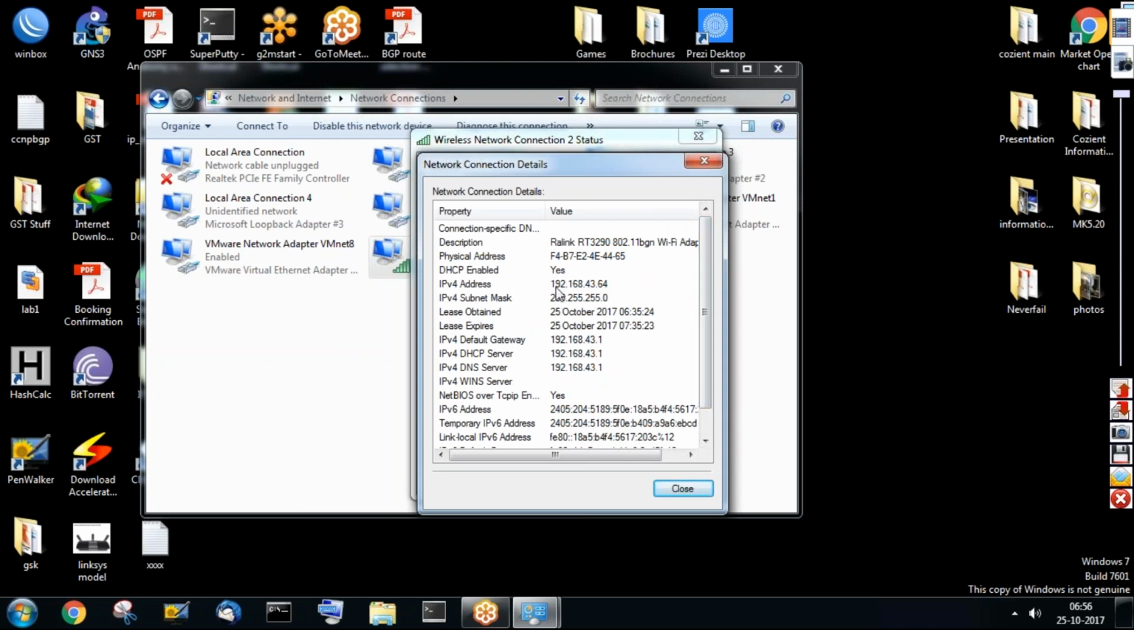Now see, what is my IP address here? It's showing 192.168.43.64. Yes. All right. And what is the next bit of information here? Subnet mask. And what is my subnet mask? It's 255.255.255.0, right? Okay, which means how many bits are on and how many bits are off in that particular subnet mask?